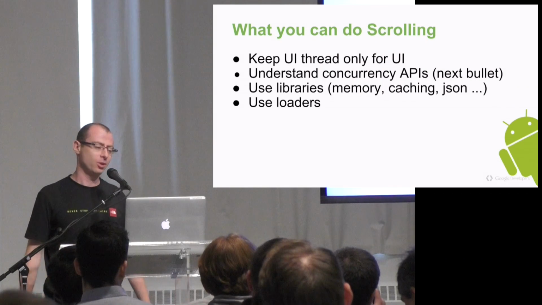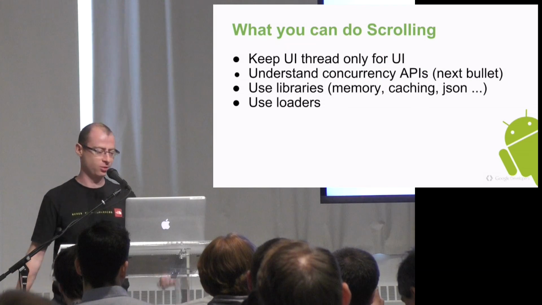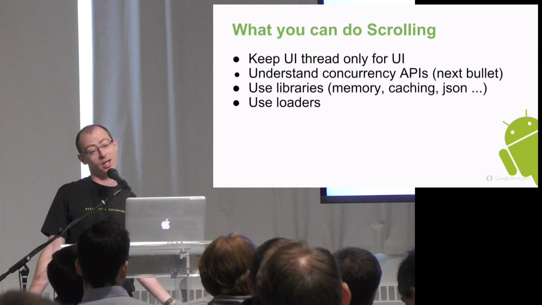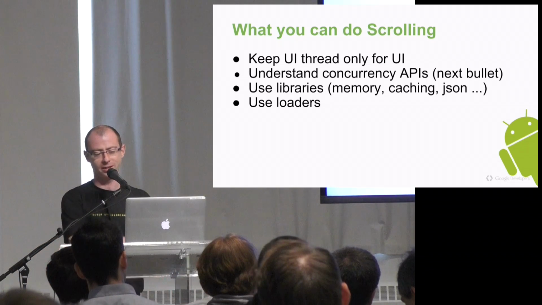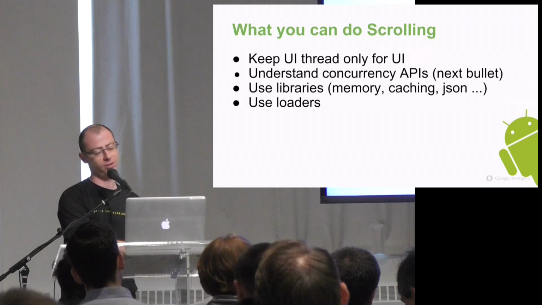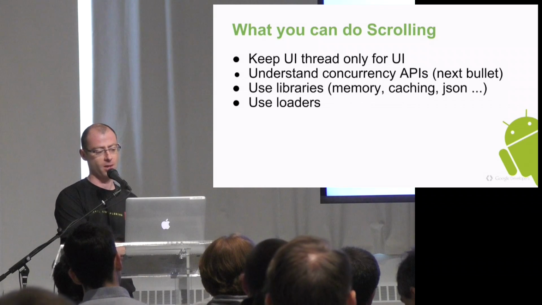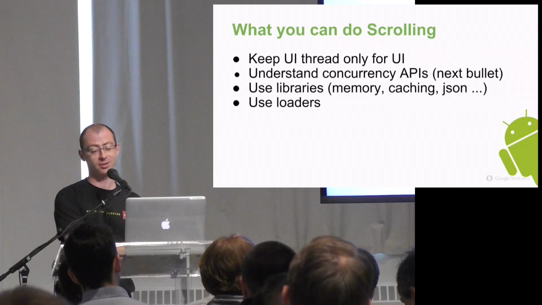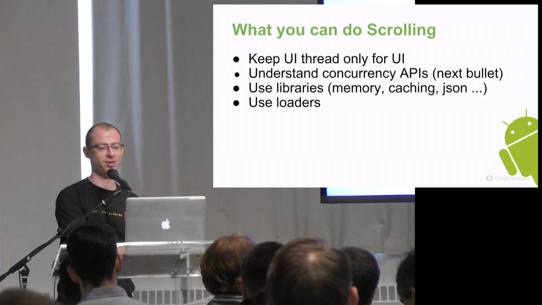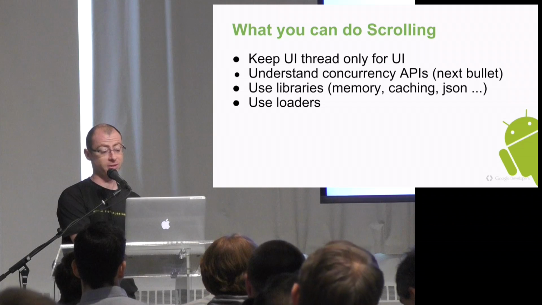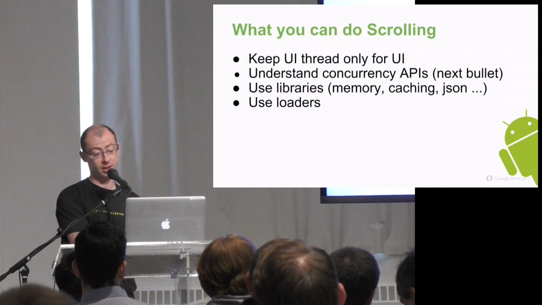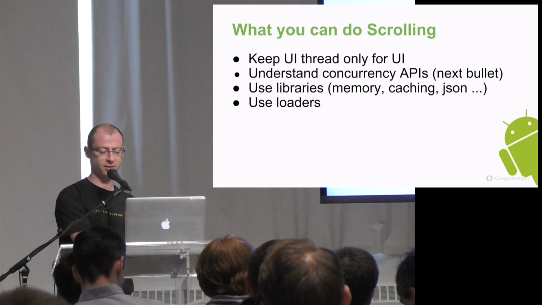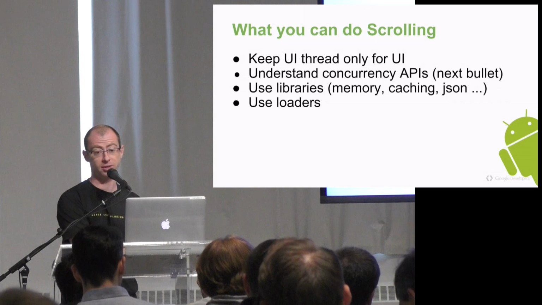So, what can we do to speed up our scrolling? Because as we agreed, we love fast scrolling. Please keep the UI thread only for UI. We are going to talk in the next bullet about concurrency APIs, so hold your appetite. Please use libraries, for stuff around JSON, caching, memory.